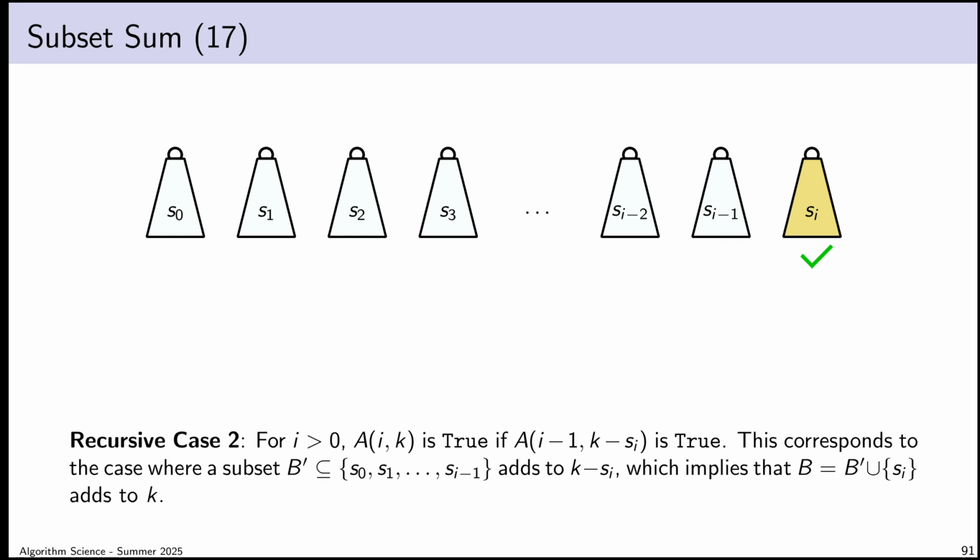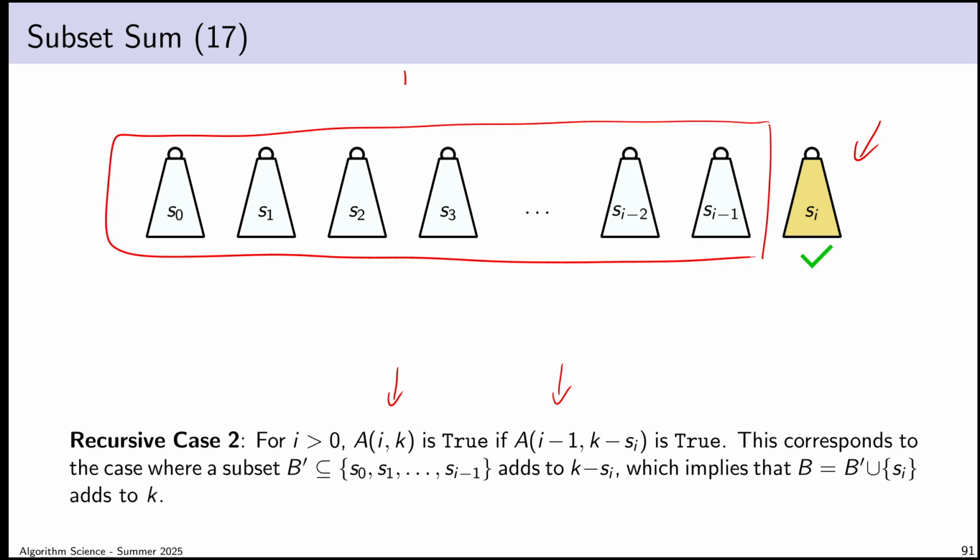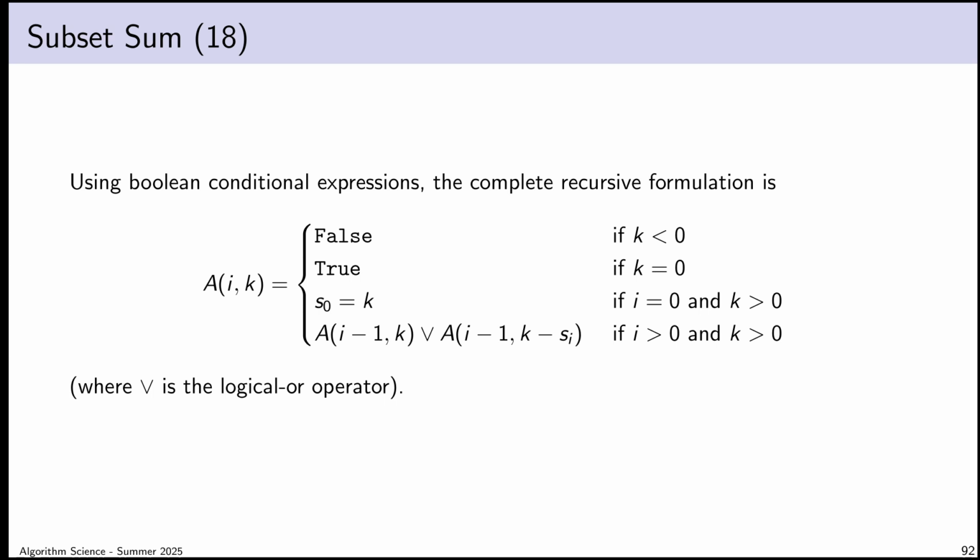Recursive case 2. Suppose Si is in. Well, if Si is in, then A(i,k) is true if A(i-1, k minus Si) is true. So if I can use all the other weights to make a subset with a total sum of k minus Si, then I just add Si to that, and I get a subset with sum k. So those are my 2 recursive cases. Si is in or Si is out.